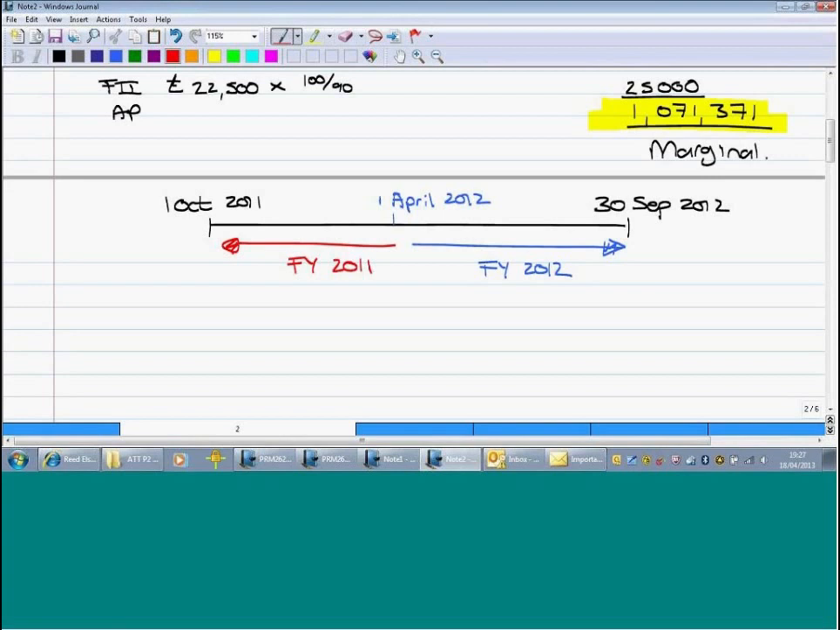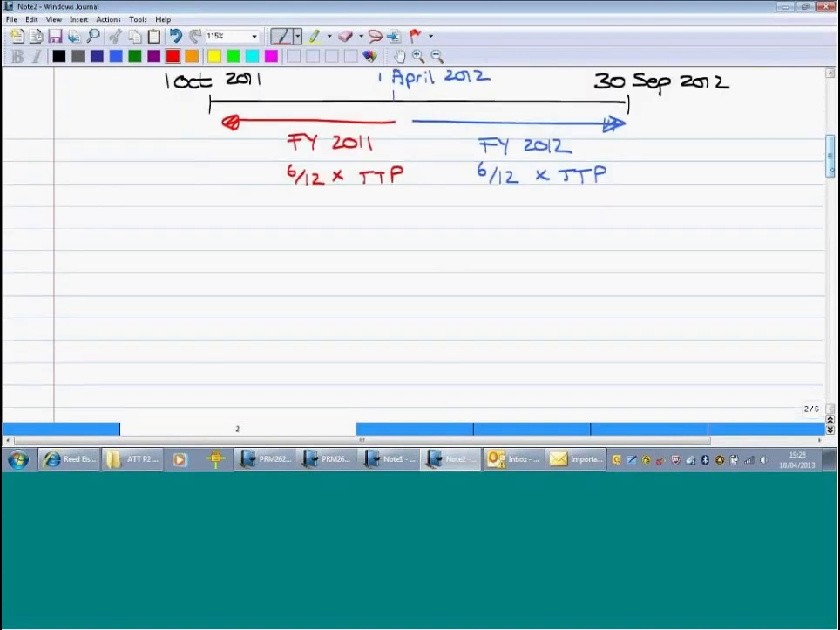So, how many months fall in financial year 2012? Well, April, May, June, July, August, September. In this case, 6/12. And therefore, I'm going to tax 6/12 of the TTP at financial year 2012 rates. October, November, December, January, February, March means 6 months, and hence 6/12 of the TTP fall in financial year 2011 and will be taxed at those rates. So get your tax tables in front of you. Don't try and memorise them because it's easy to make a silly mistake. So on page 4 then, doesn't matter what you start with, I'm going to start with financial year 2012.